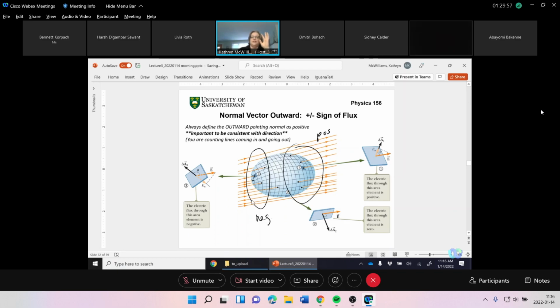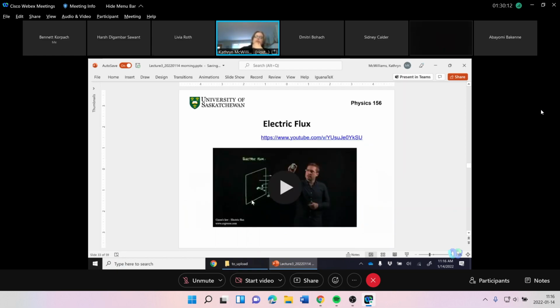Okay, that got a little bit off the track, so I apologize about that. Hopefully that makes sense. We choose the normal direction of the surface outward, and then we have to be consistent with that so we know if we're counting field lines going in or out. That's the point here. There's a video you can watch that will hopefully explain that in a different way if you need it.